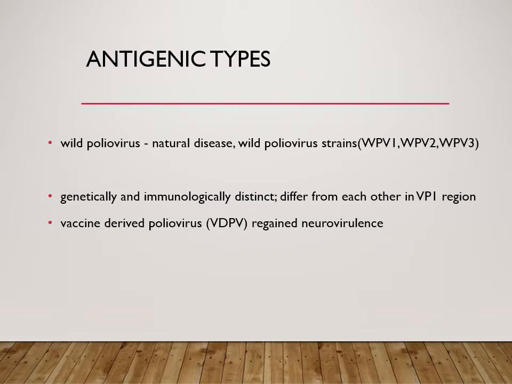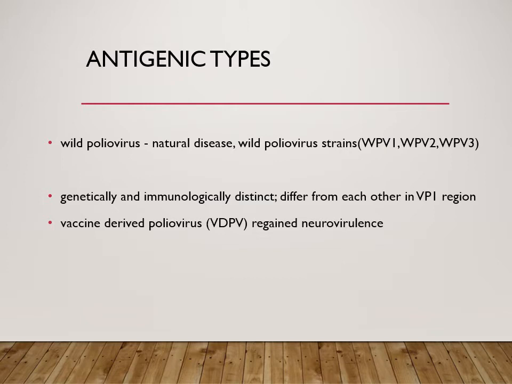Now, what are the different antigenic types of this virus? We use two terms. One is wild poliovirus, another is vaccine-derived poliovirus. Wild poliovirus means the virus which naturally causes the disease. These are the three strains which were circulating all over the world, the wild poliovirus strains: strain 1, 2 and 3, type 1, type 2, type 3. We used to say it like this.